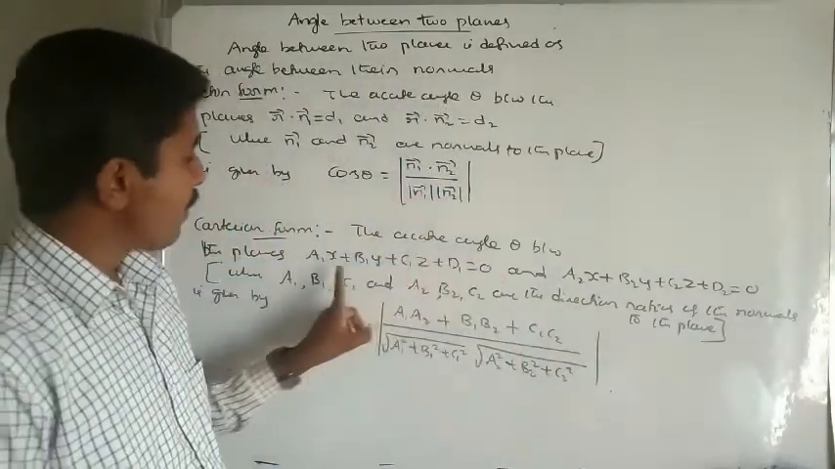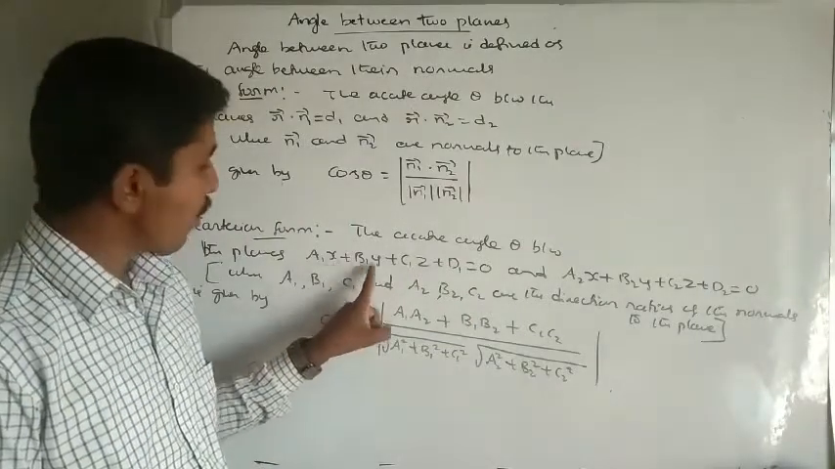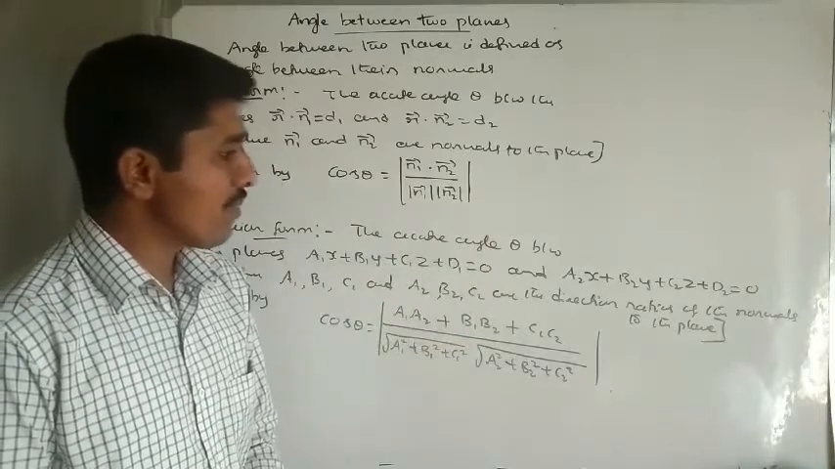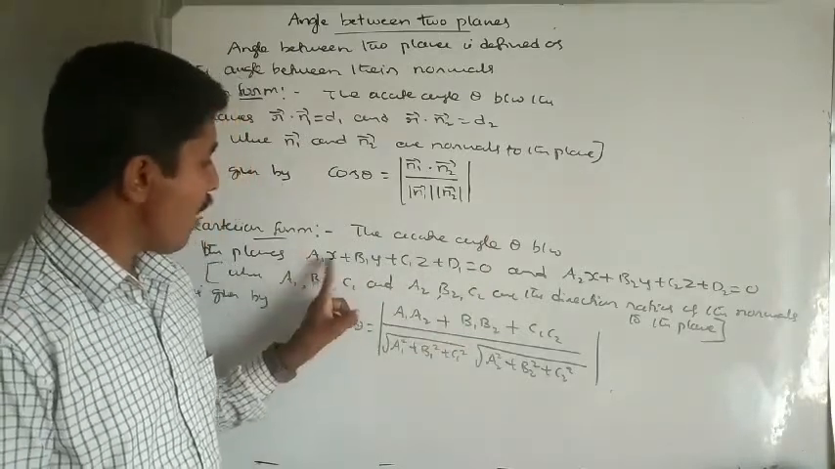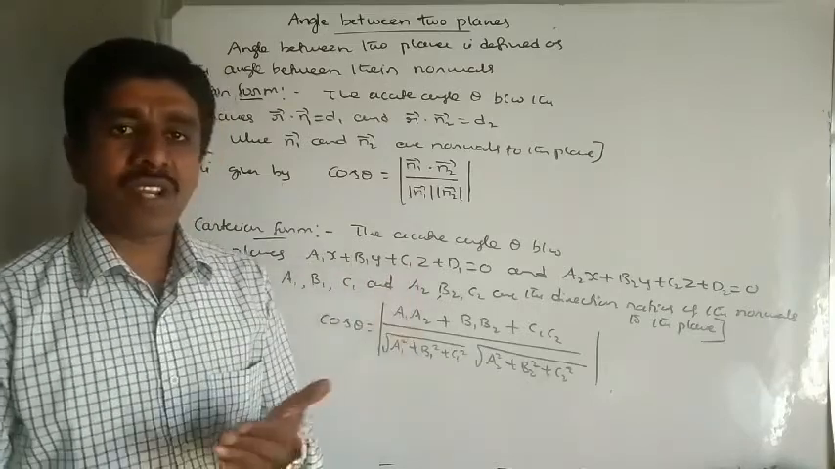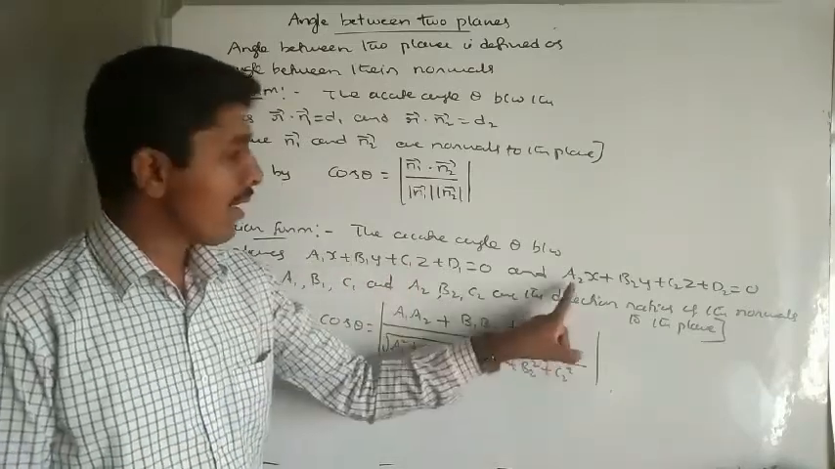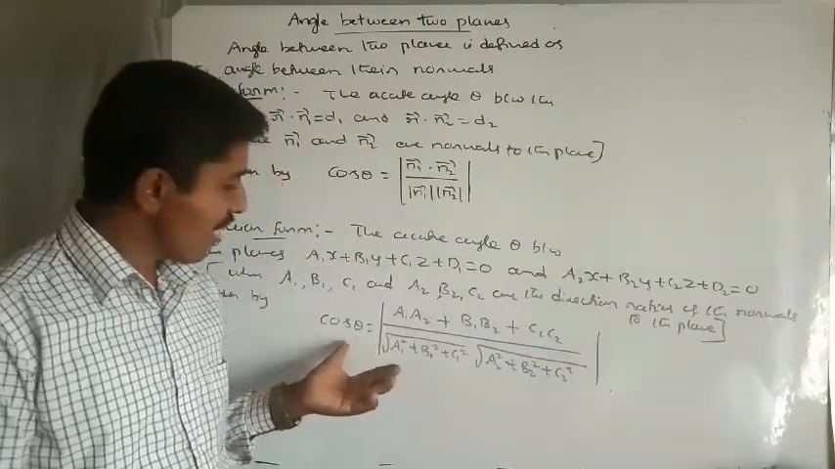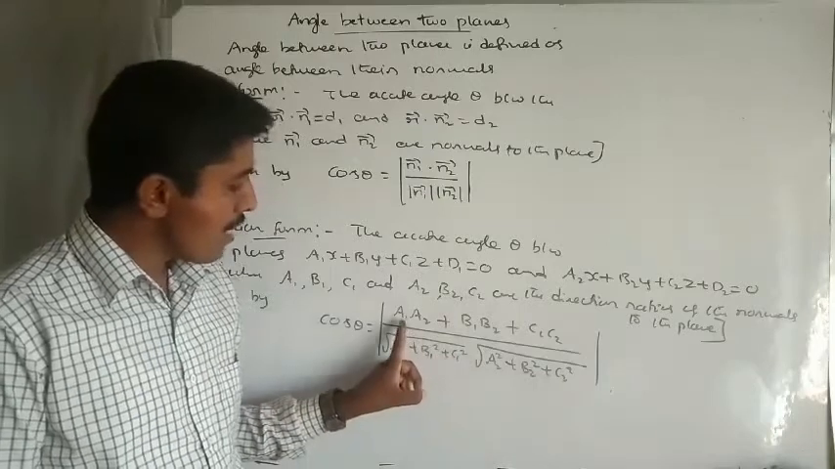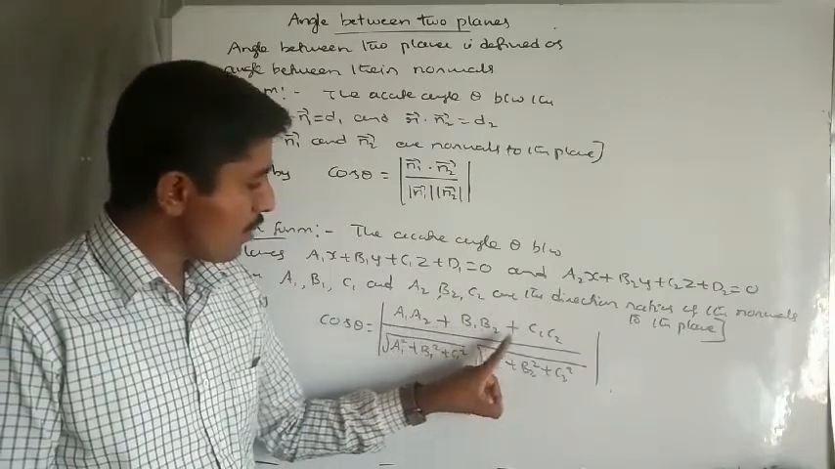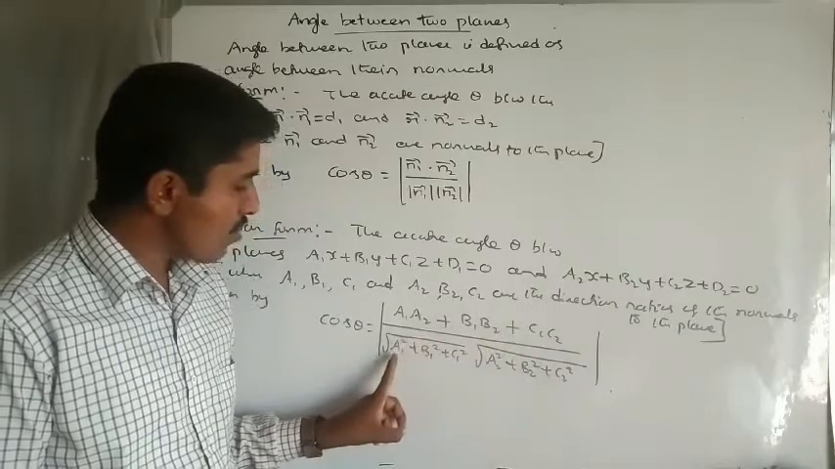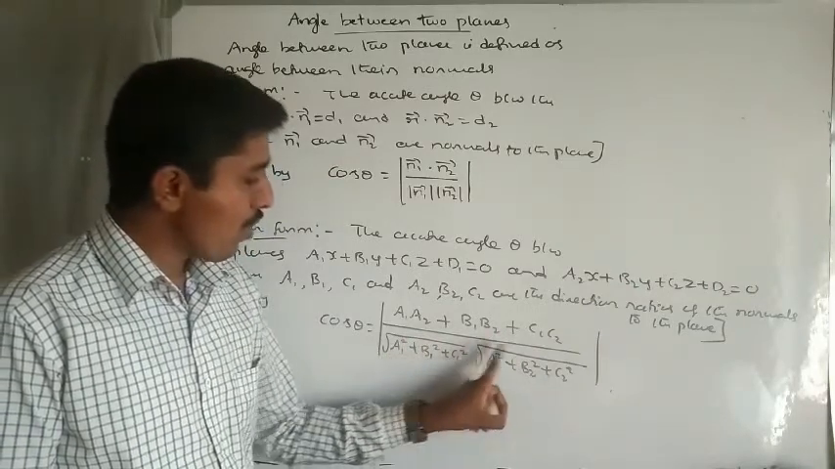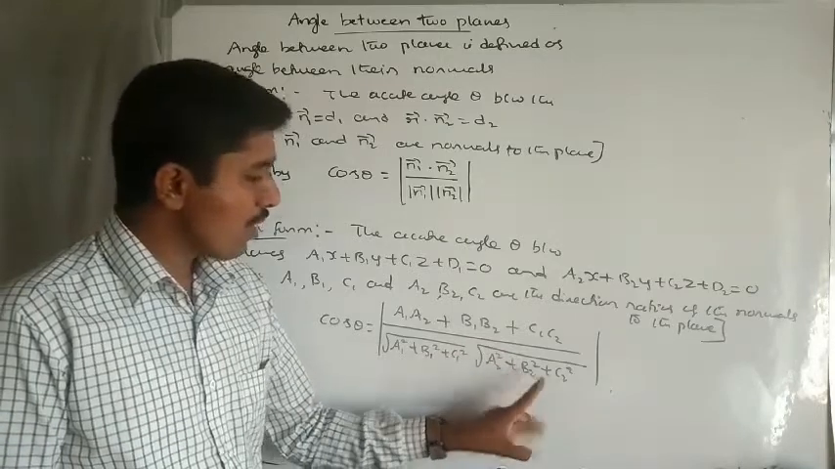The acute angle theta between the planes a1x plus b1y plus c1z plus d1 equal to 0 and a2x plus b2y plus c2z plus d2 equal to 0, where a1, b1, c1 and a2, b2, c2 are the direction ratios of the normals to the planes, then cos theta is equal to modulus of a1 a2 plus b1 b2 plus c1 c2 divided by square root of a1 square plus b1 square plus c1 square into square root of a2 square plus b2 square plus c2 square.